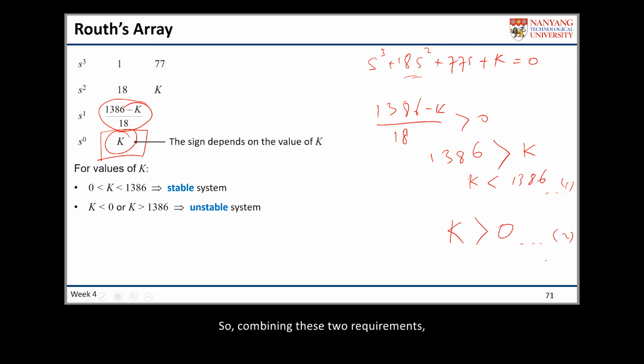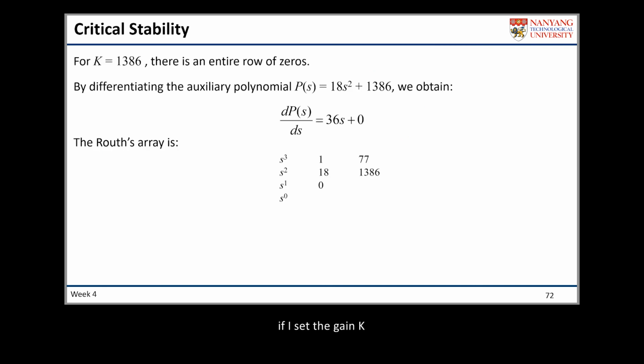So combining these two requirements, you can conclude that if you want to have a stable system, your K should be between 0 and 1386. If you set your gain K within these two limits, your system will be stable. Beyond these two limits, if K is less than 0 or K is greater than 1386, you will have an unstable system.